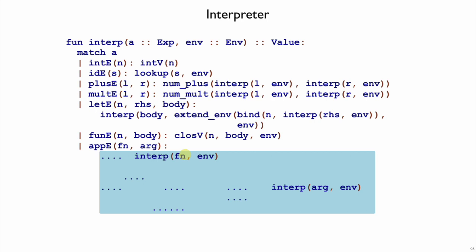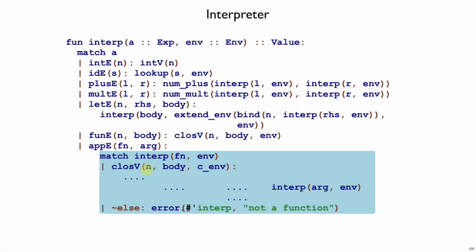So to distinguish between different kinds of values, we're going to have to do a match to see what kind of value we have. If we don't have a function value, we've got a number value, then in that case we just report an error in the same way that num plus and num mult do. But this time we complain that we didn't get a function as opposed to not getting an integer.